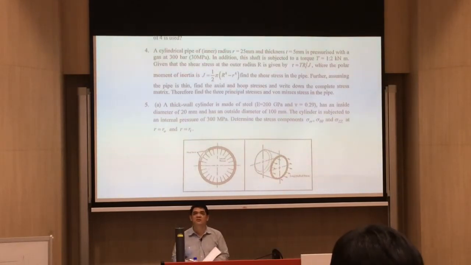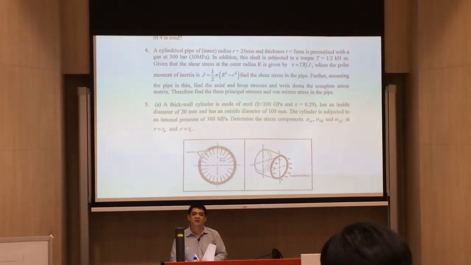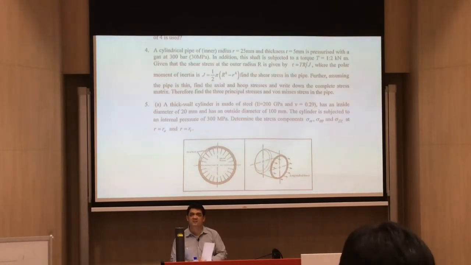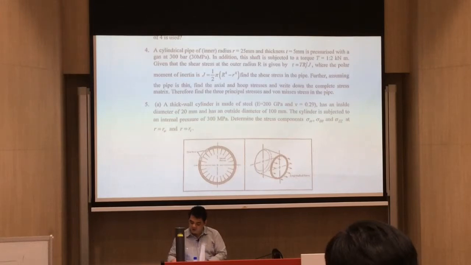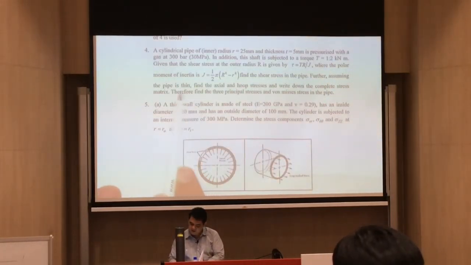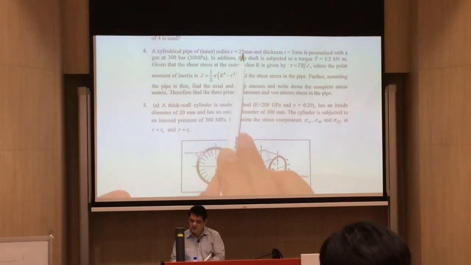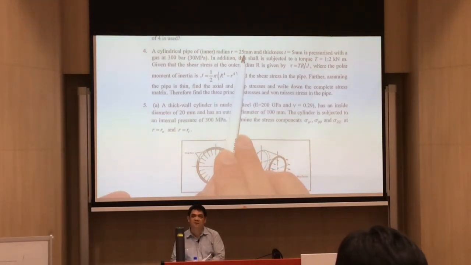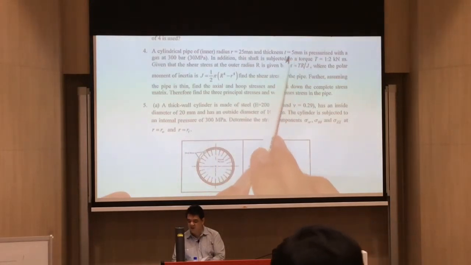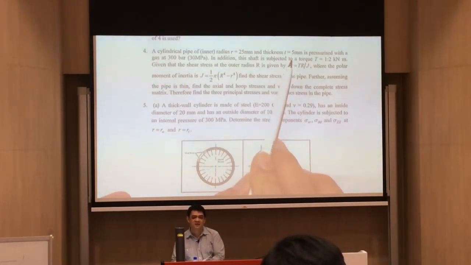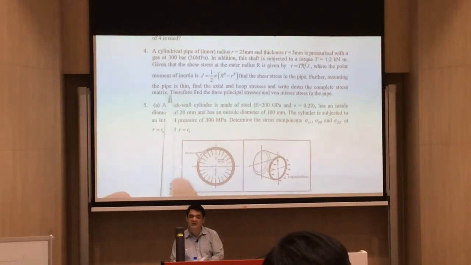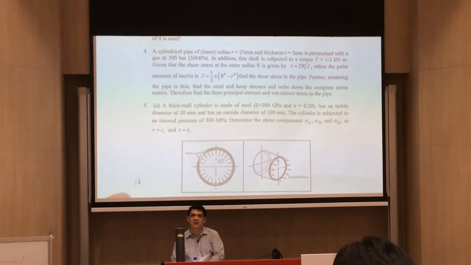What do you think of problem number 4? It's basically a 2 by 2 matrix. Considering that you have a thin pipe, the radius is 25 times 2, that is 50, divided by 5, so the ratio is about 10, borderline. Here it's mentioned that the pipe is thin, so sigma radial is 0, while sigma theta theta and sigma zz will be non-zero.